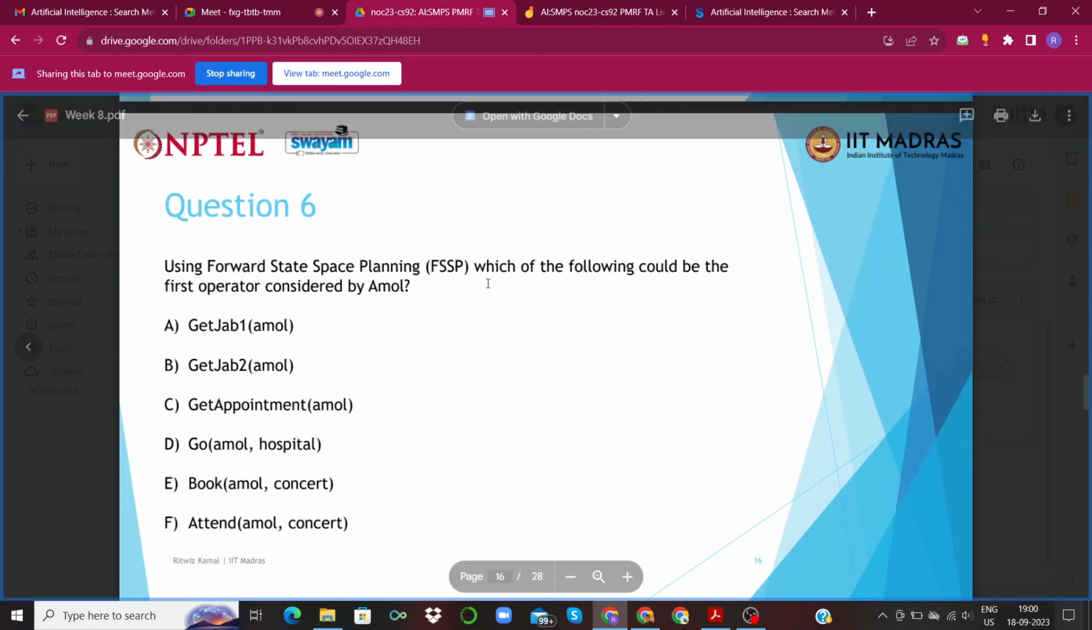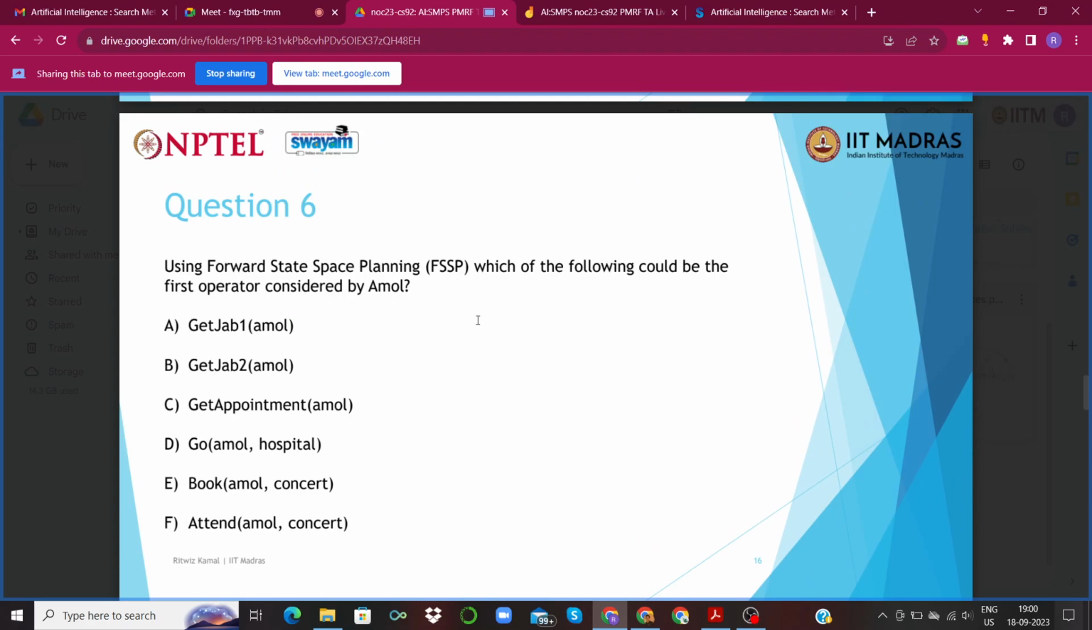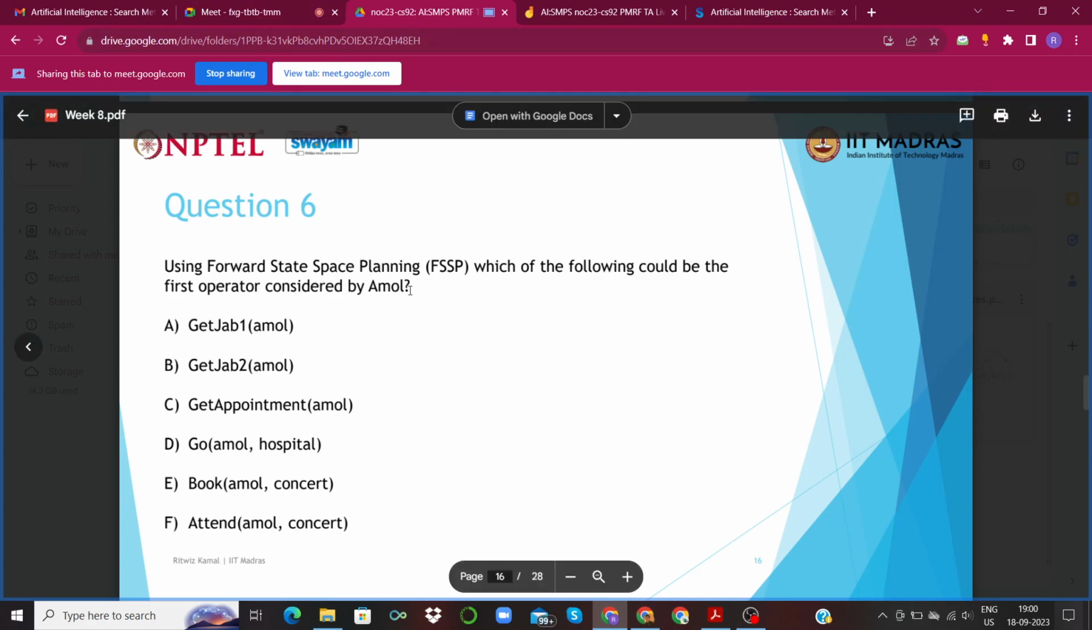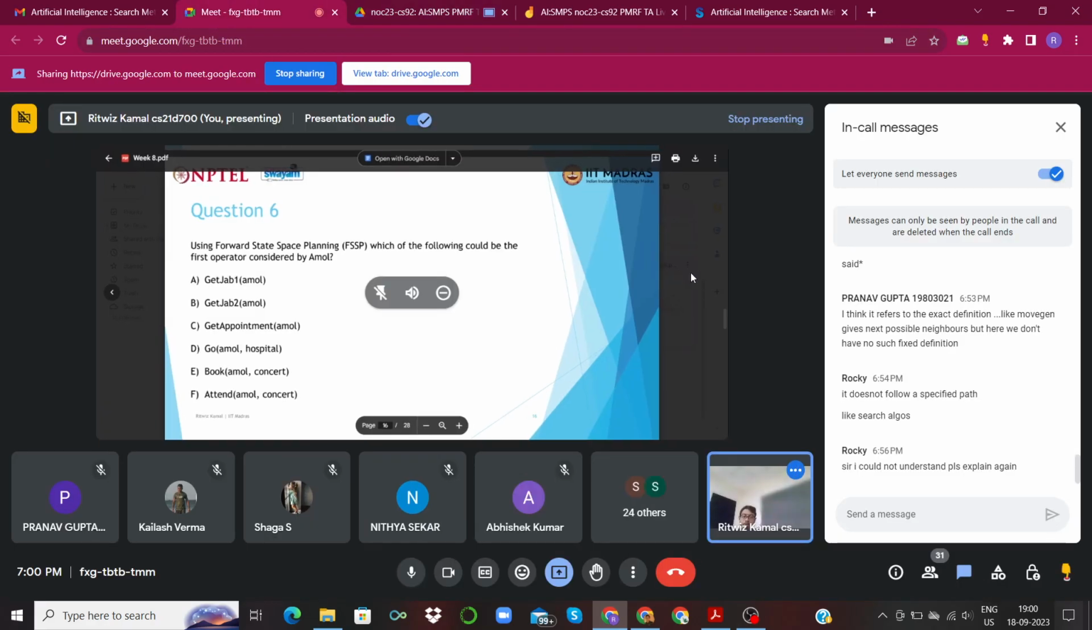Question 6 asks us the same thing but for Amol now. Which of the following could be the first operator considered by Amol while devising his plan using the forward state space planning method? Similarly, you can also work this out for Anisa, which would be the next question, and the options remain the same. Just replace Amol with Anisa. I'll give you a couple of minutes for solving it for both Amol and Anisa, and then we can have a discussion on the solutions for both.